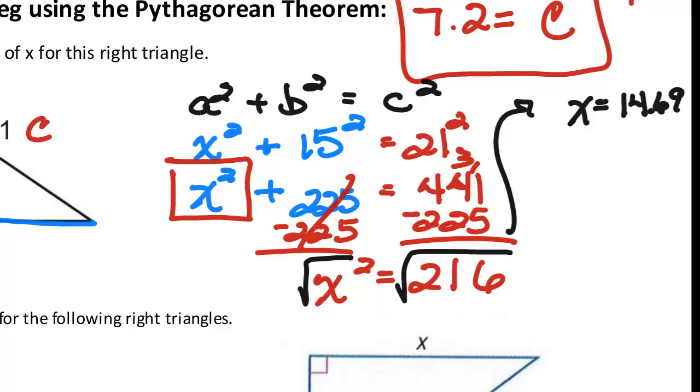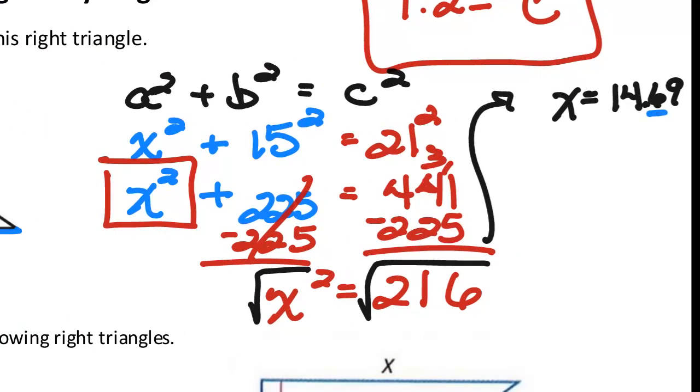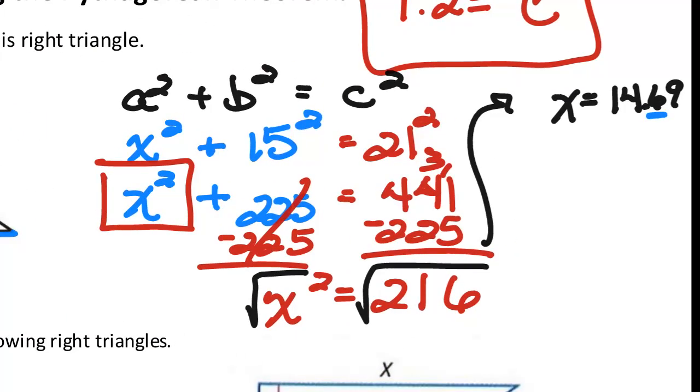14.69. We are rounding to the tenths place. The tenths place is the first digit. And if we look to the right, you always have to look to the right. If it's 5 or more, it is going to go up. It is a 9, so this 6 is going to go up. So x is equal to 14.7.